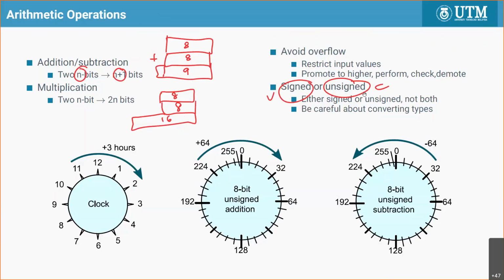So also you have to be careful about converting types. Sometimes you have to combine an unsigned number with a signed number. You have to convert one or the other. So you have to know about that. We have done that in C. Same thing applies in assembler.